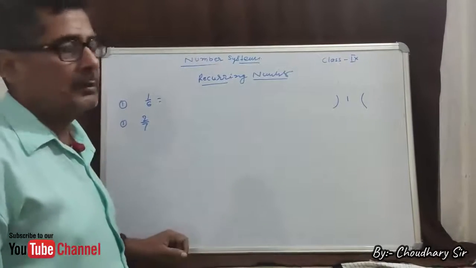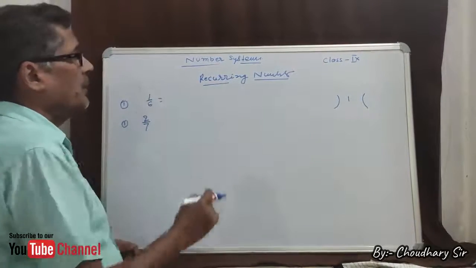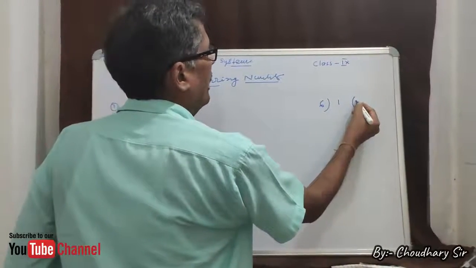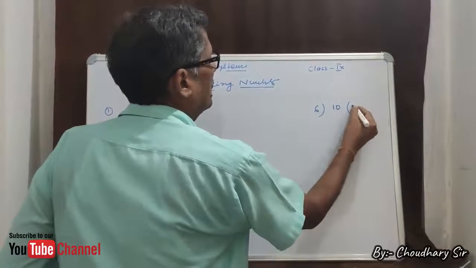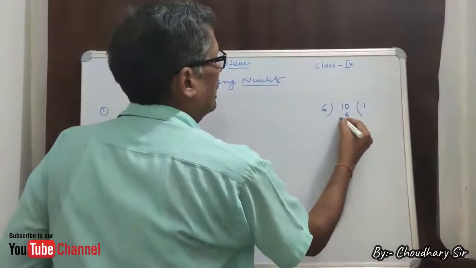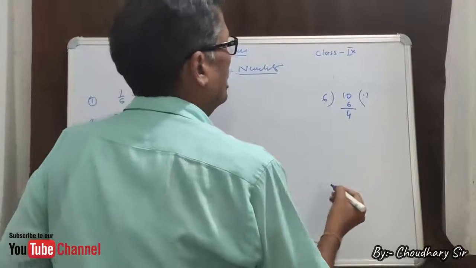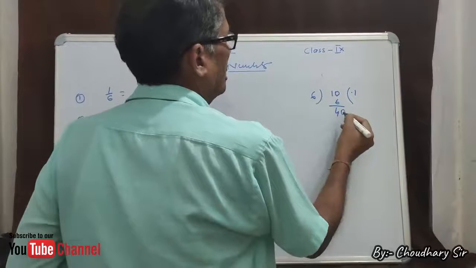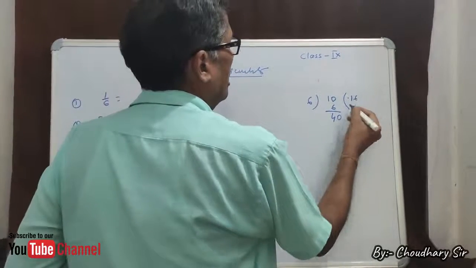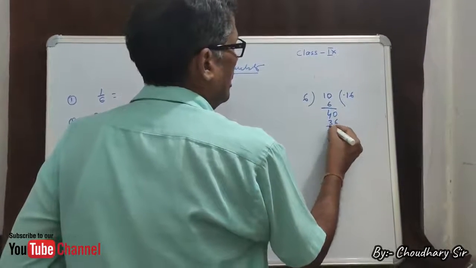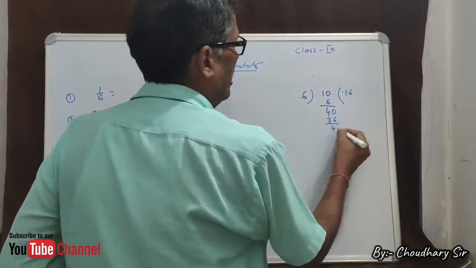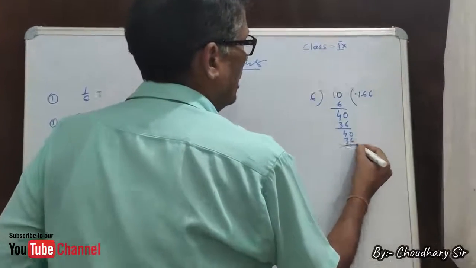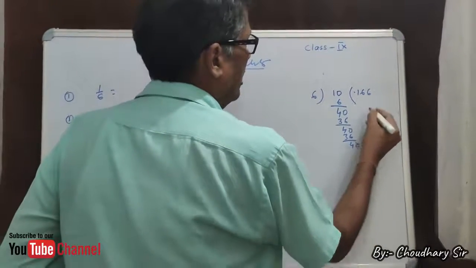Now recurring number. Suppose 1 by 6. It means 1 divided by 6. Take the decimal point. We will get 0. 6 times 1 is 6. What will be the remainder? 4. Then here comes 0. 6 times 6 is 36. We get 4. The remainder again 0. 6 times 6 is 36. The remainder will be 4. Again 6.